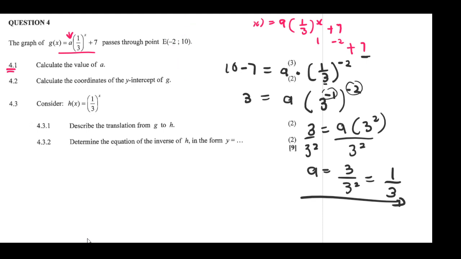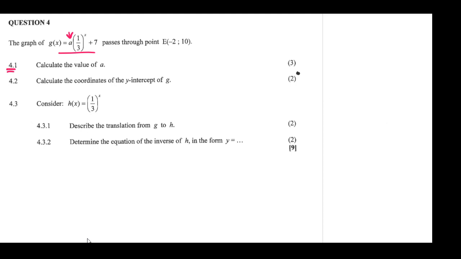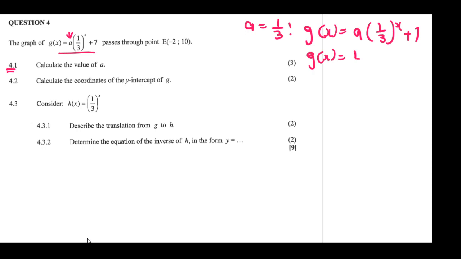Let's now go to 4.2, where we are asked to find the coordinates of the y-intercept of g. Now we found the value of a. Our a value is equal to 1 over 3. So we're going to substitute it in our g of x, which is equal to a into 1 over 3 to the power of x plus 7. So g of x is equal to 1 over 3 into 1 over 3 to the power of x plus 7. And to find the y-intercept, you say y-intercept is when x is equal to 0.